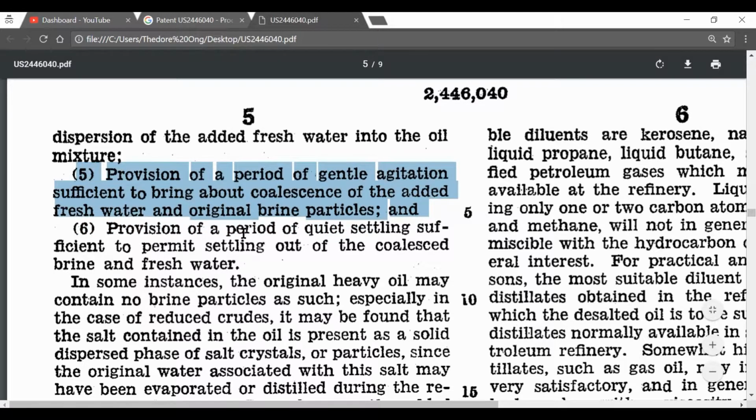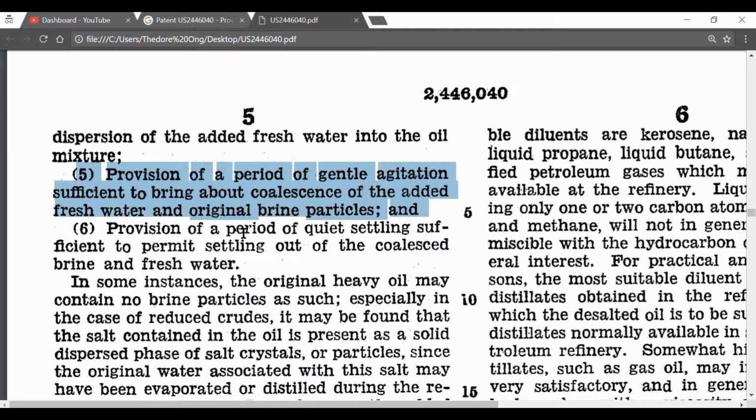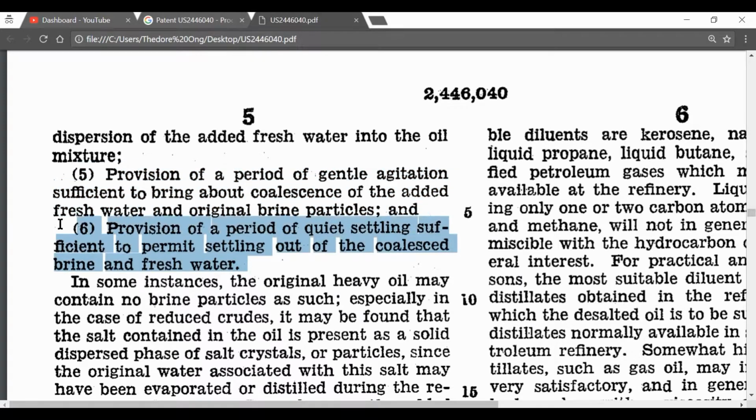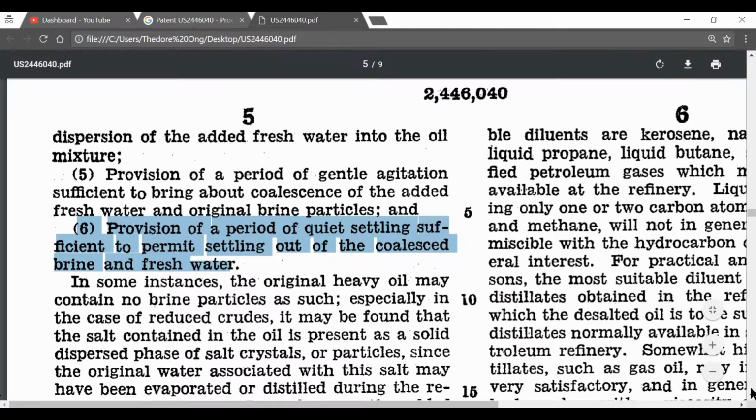Agitation. Remember it talked about electrostatic agitation. So you're going to vibrate those small little water droplets within the oil so that they coalesce or join together. Provision of a quiet settling sufficient to permit settling out of the coalesced brine and fresh water. So just giving it enough time to let the water settle out of the oil.